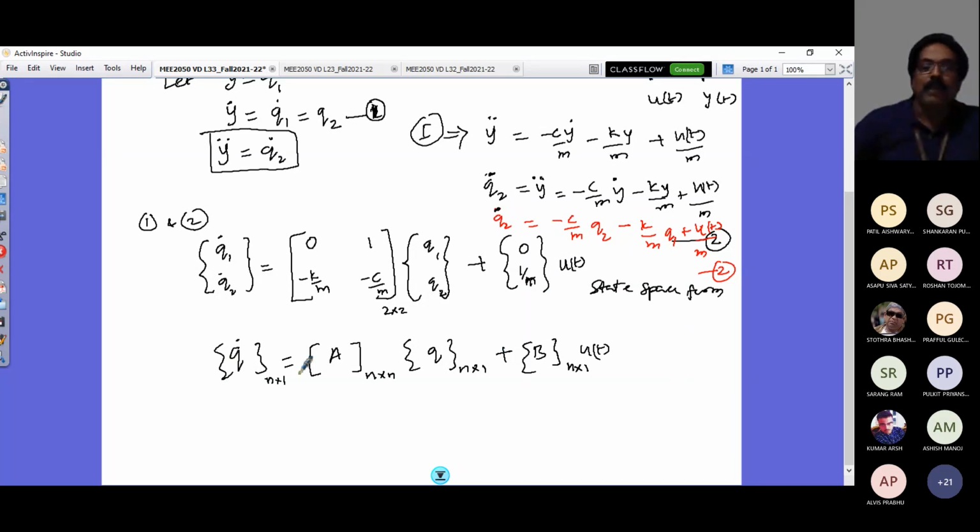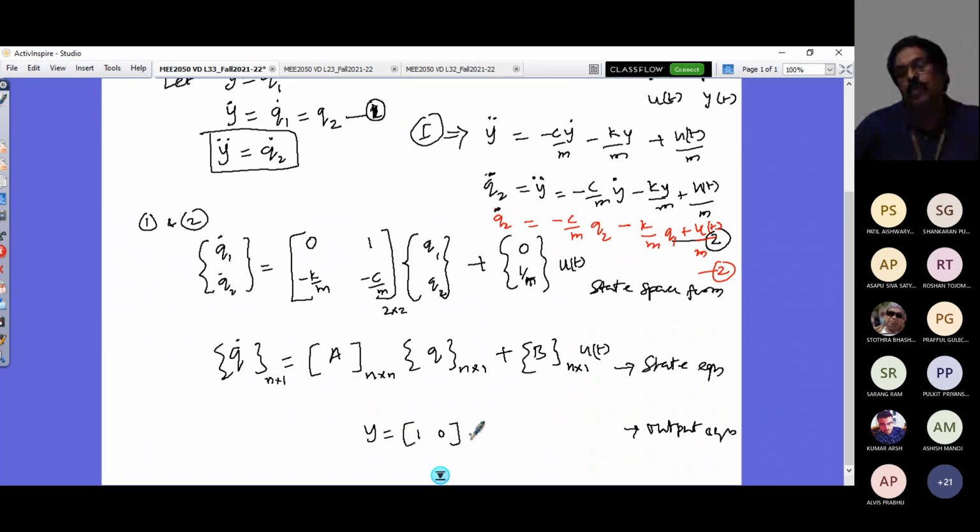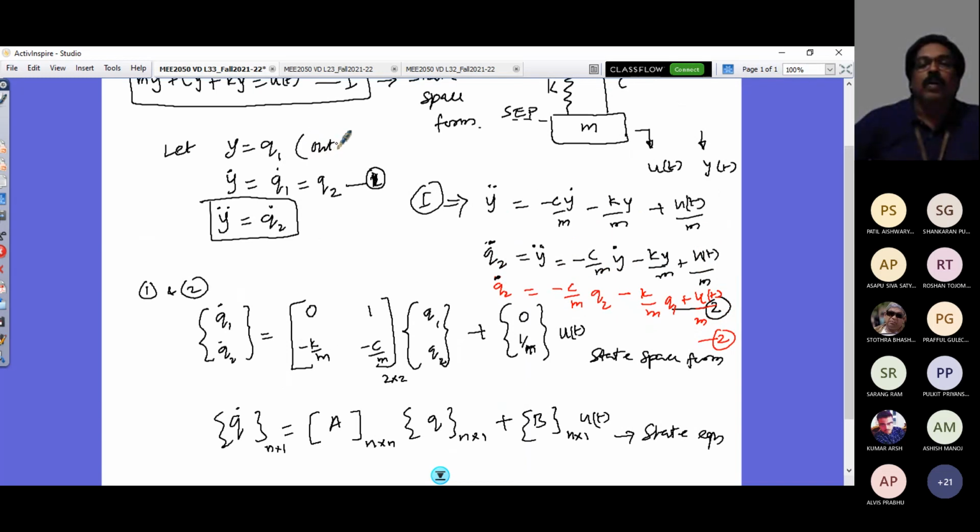And of course your output equation. So this is the state equation, and your output equation is very simple to write. Output is what? Your y. So what is y? It is q1. So I write y equals, I will have 1 0, a row vector, times q1 q2. So this is my output equation. It is y equal to q1. That's what we first wrote. So when I give an input u of t, I'll get an output q1. So the state variable q1 is the output of this single output system.